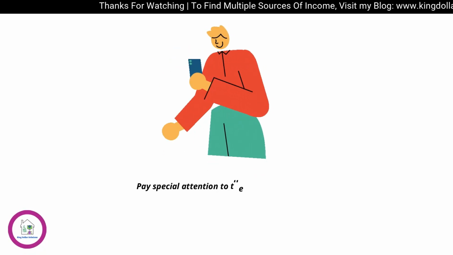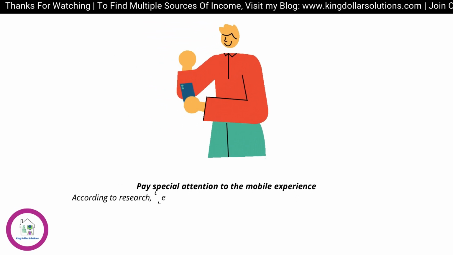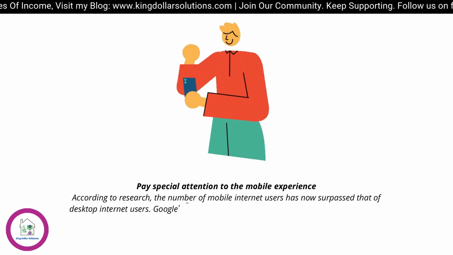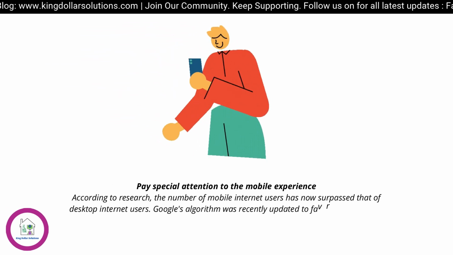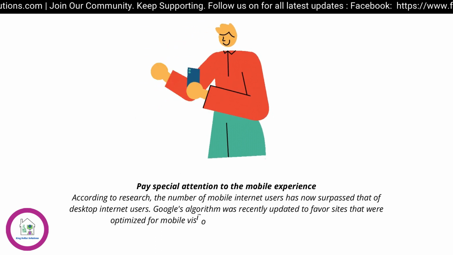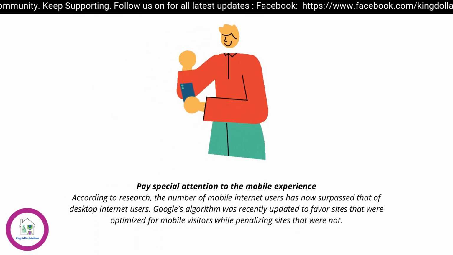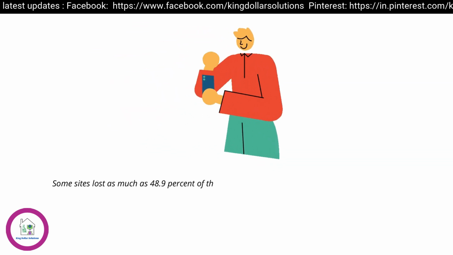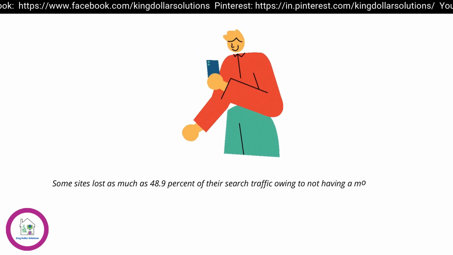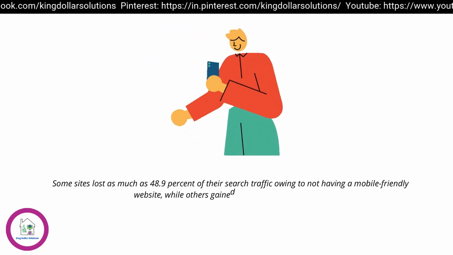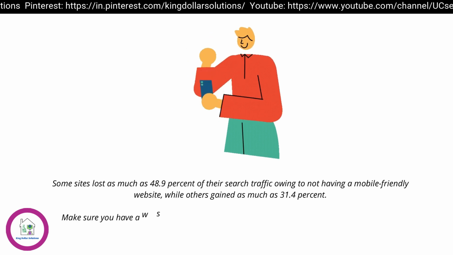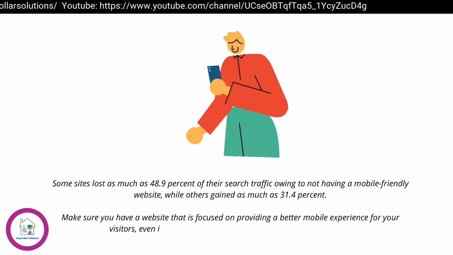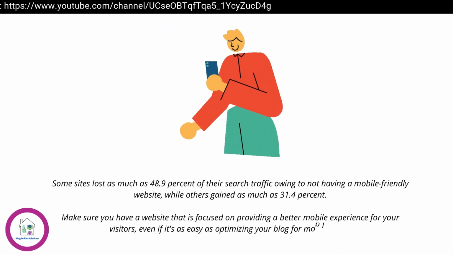Pay special attention to the mobile experience. According to research, the number of mobile internet users has now surpassed that of desktop internet users. Google's algorithm was recently updated to favor sites that were optimized for mobile visitors, while penalizing sites that were not. Some sites lost as much as 48.9% of their search traffic, owing to not having a mobile-friendly website, while others gained as much as 31.4%. Make sure you have a website that is focused on providing a better mobile experience for your visitors, even if it's as easy as optimizing your blog for mobile users.